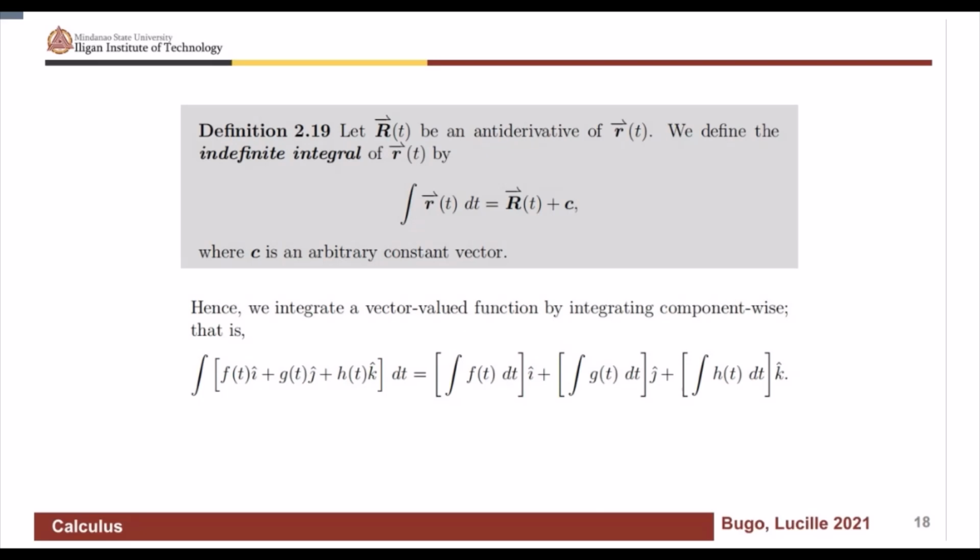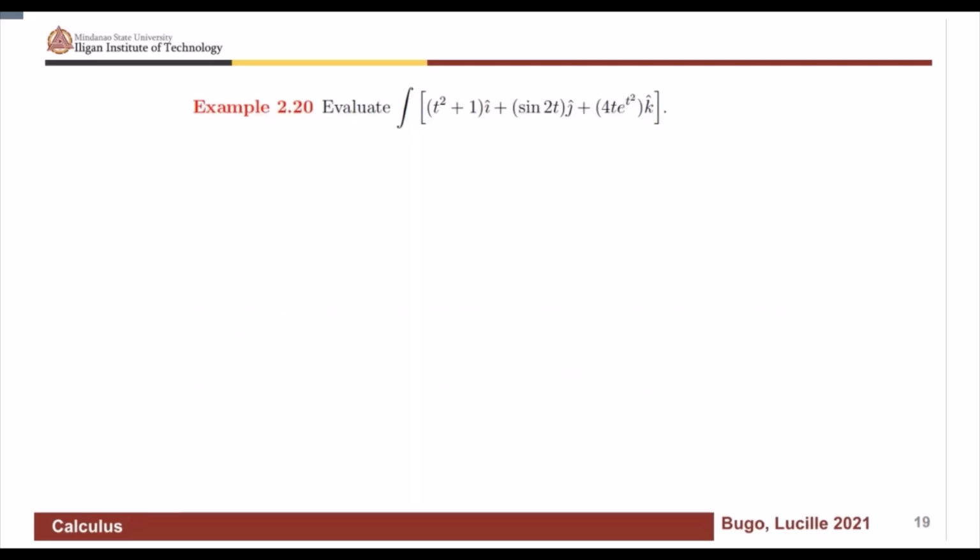Let capital R of t be an antiderivative of lowercase r of t. We define the indefinite integral of the lowercase r of t by the integral of r of t dt equal to uppercase R of t plus c, where c is an arbitrary constant vector. Hence, we integrate a vector valued function by integrating component wise. So we integrate each of the components.